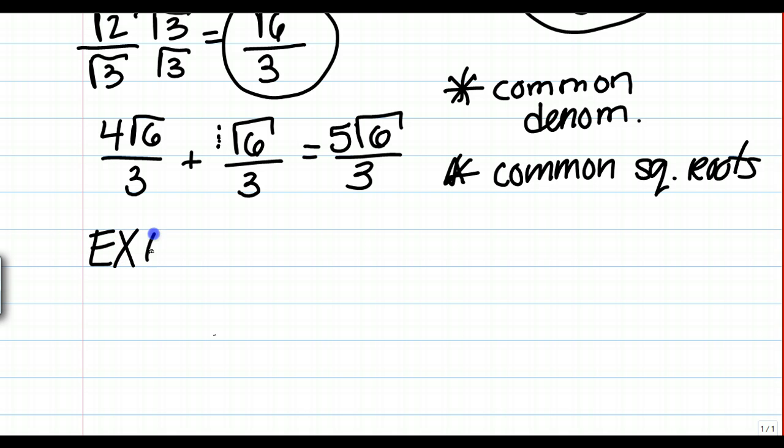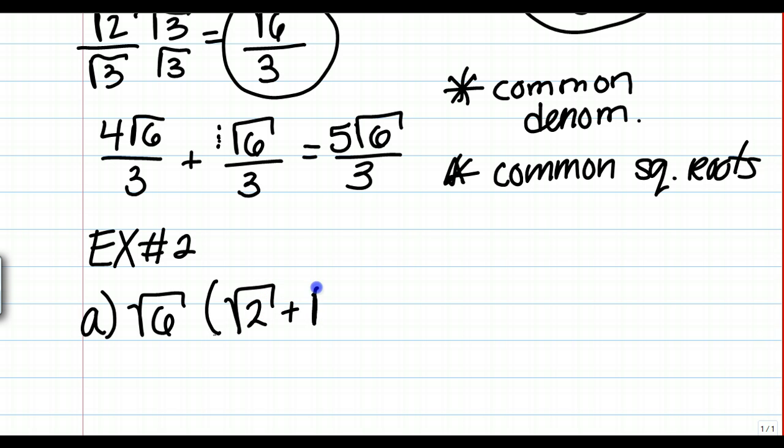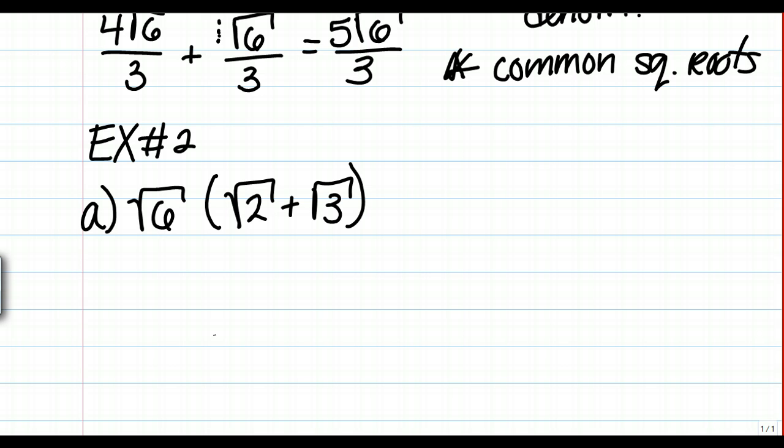Example number 2, part A: I have the square root of 6 times the quantity square root of 2 plus square root of 3. When you're multiplying square roots together, because we have to distribute for this one, you have to multiply the insides together.